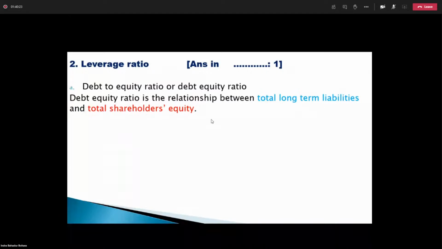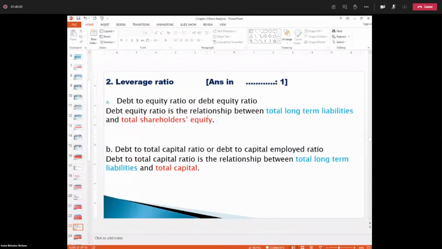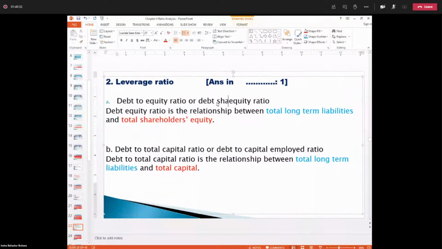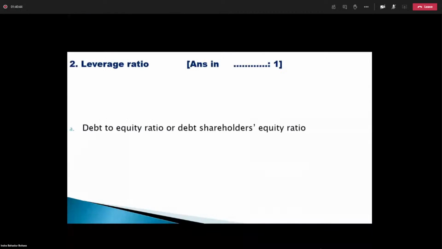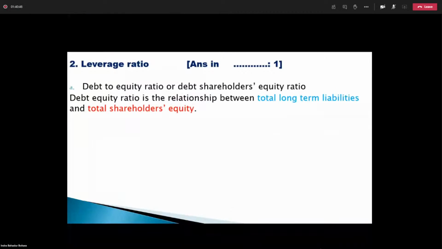So the first is debt equity ratio, or debt to shareholders equity ratio. Debt equity ratio is the relationship between total long-term liability and total shareholders equity.